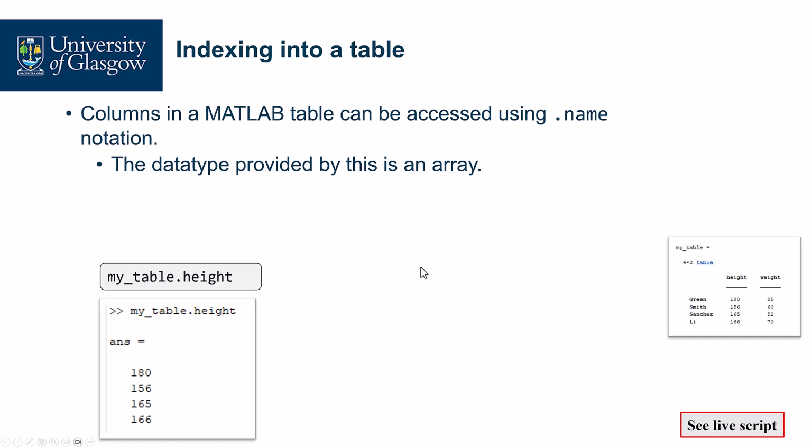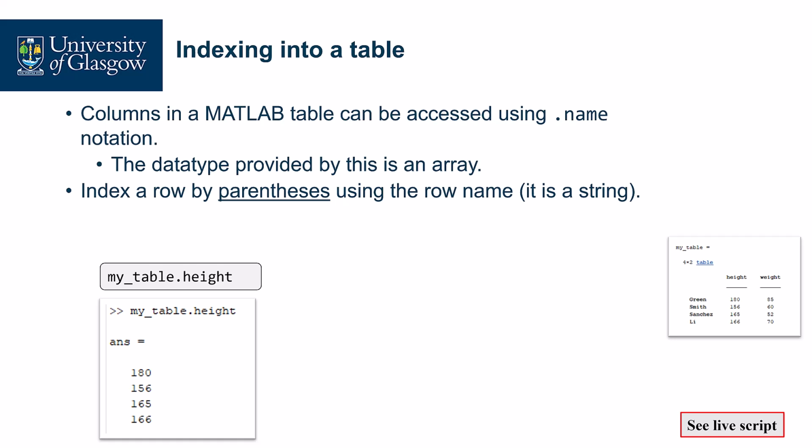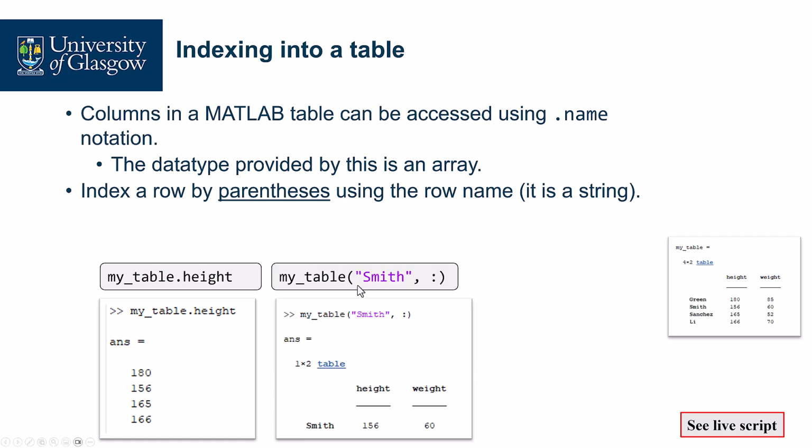Now I want to index a row. How to do that? We can use a parenthesis method, like a matrix index. So we can say my table, brackets, and we use a row name, Smith. We put Smith here. This is a string, the Smith row. Comma, colon. Colon means what? Remember the week 1 class, right? We can get all of the contents in the Smith row. So this is the output: the Smith row, the height and the weight, with a column name and row name.